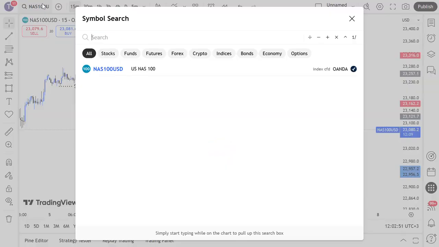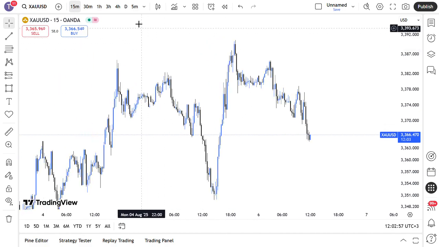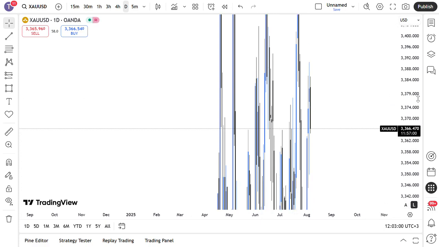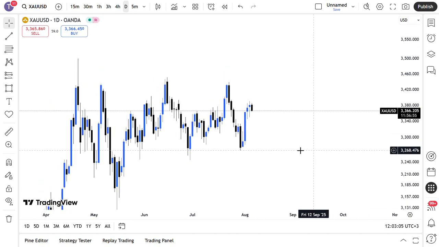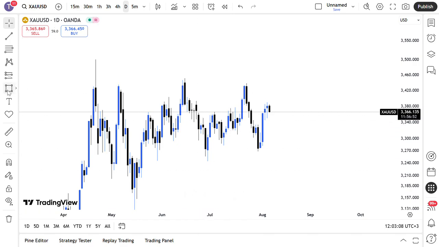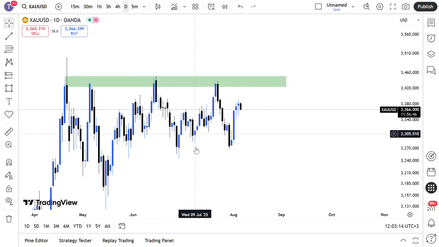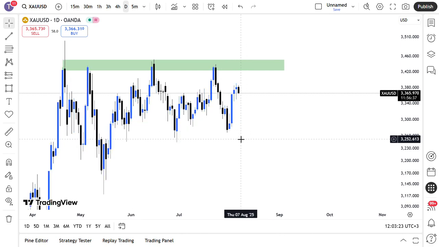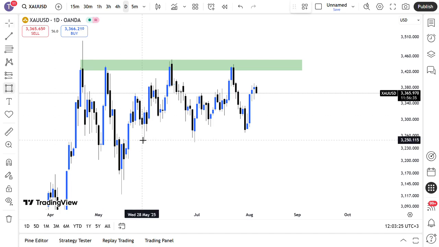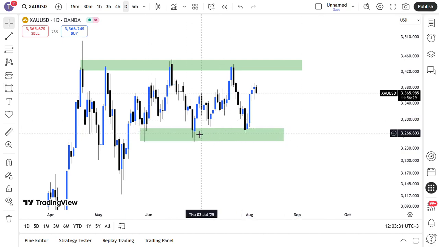So next is gold. I have gold here. So on gold from the daily time frame, we experience some selling pressure from this high. You can see there is an area of resistance. So after the selling pressure from this high on the last 2 weeks, we can see from this area also there is a buying pressure from down here. We can see this buying pressure from down here, the first touch, the second, and the third.